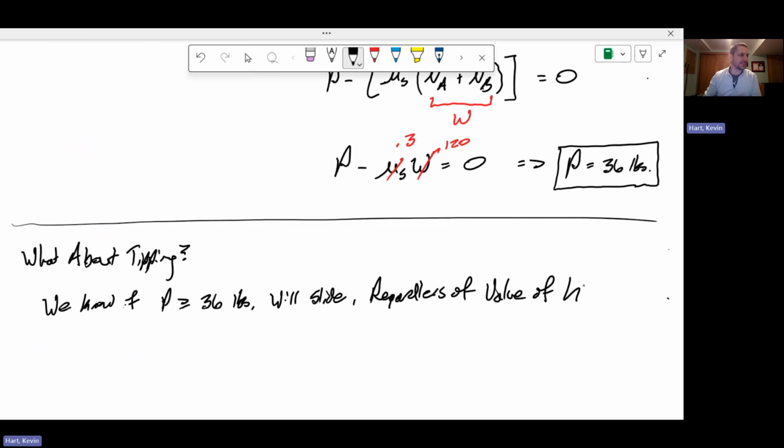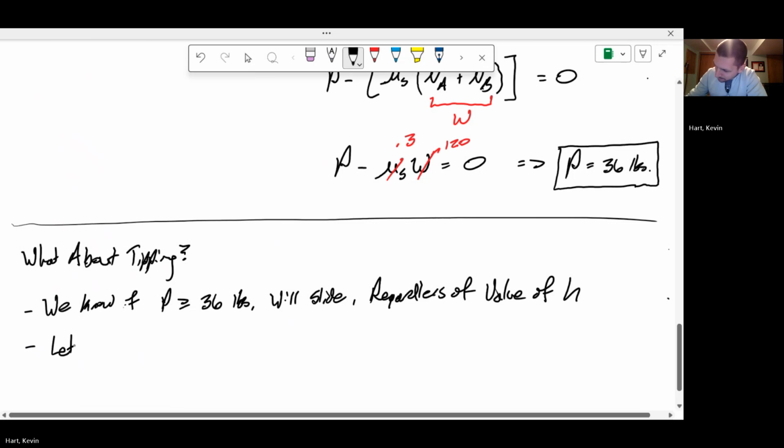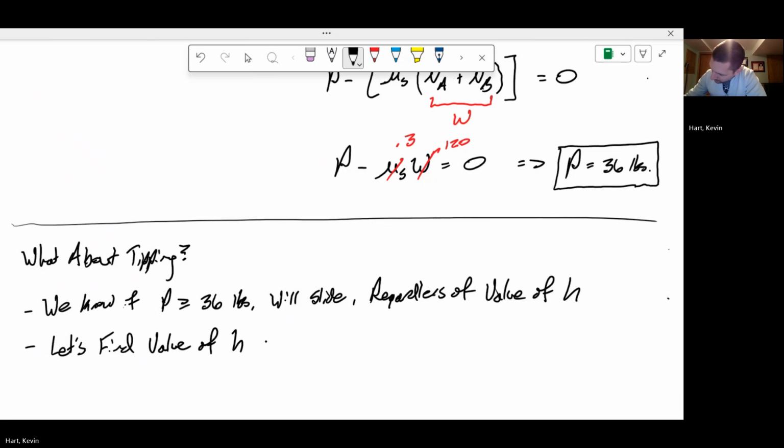We're just on the verge of sliding, but instead we're going to enact the fact that it's tipping. So let's find the value of H with P equals 36 pounds that would cause tipping.